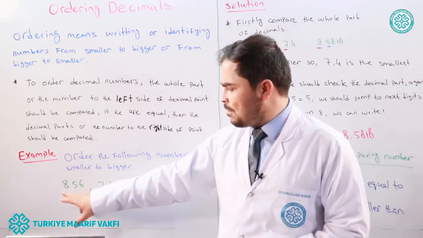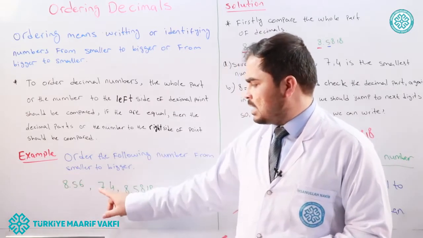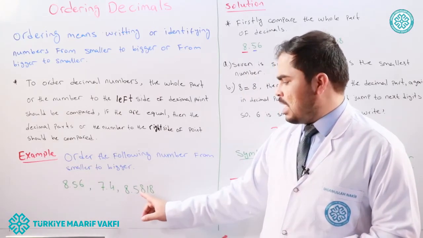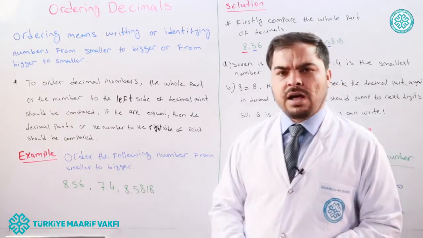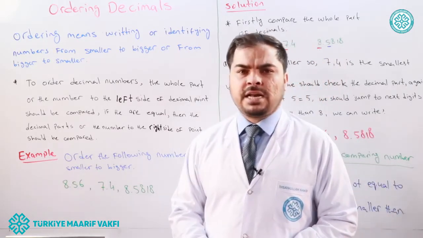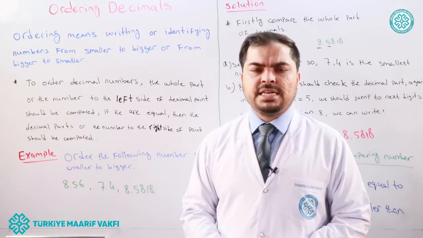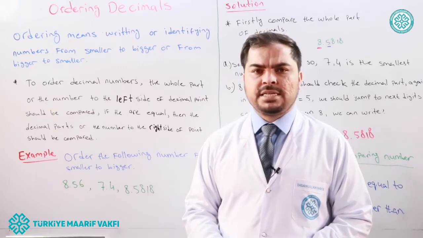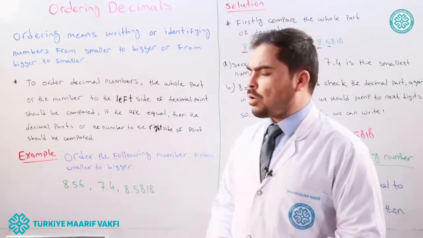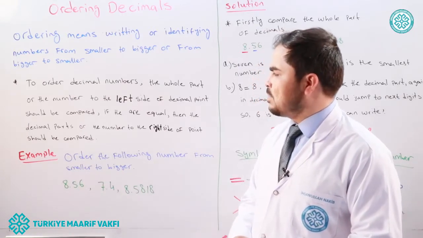For example, here we have written in green color 8.56. It's a decimal number. 7.4 is also a decimal number, and 8.5818. These are all decimal numbers. So we can order them in a descending order or an ascending order. Descending order means from bigger to smaller, and ascending order means from smaller to bigger. So here we have some rules that we can use to identify or order decimal numbers.